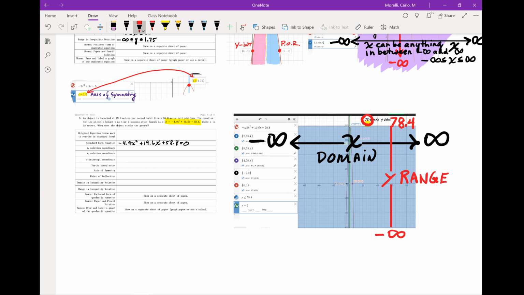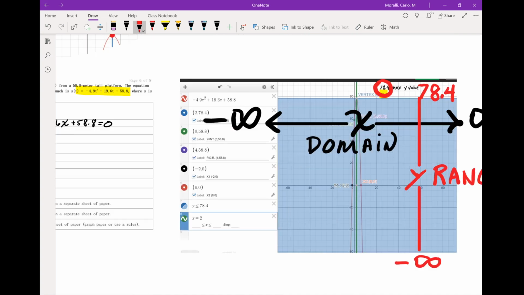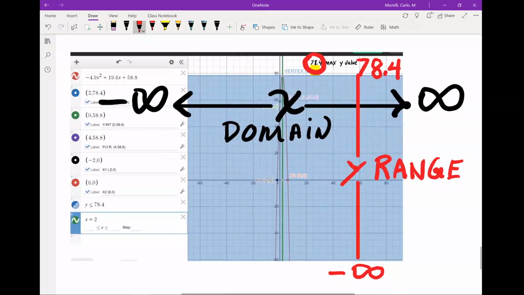All right, I've got this best I can explain it. I'm going to zoom in on this so you guys can kind of absorb this information.